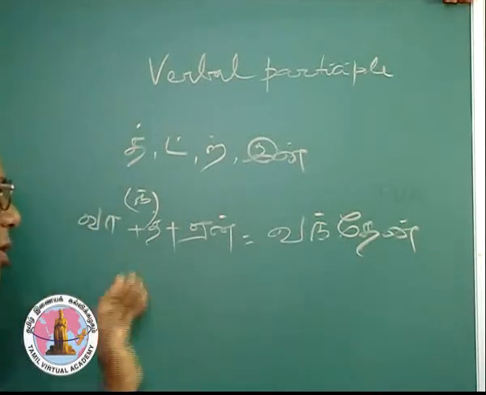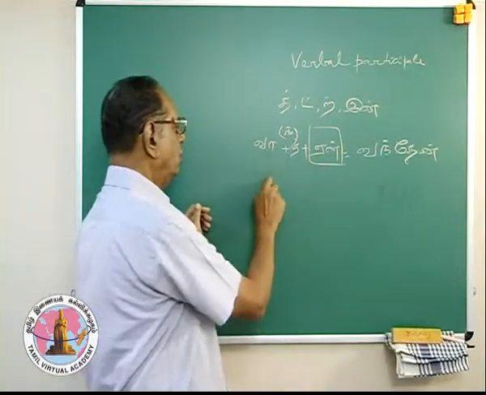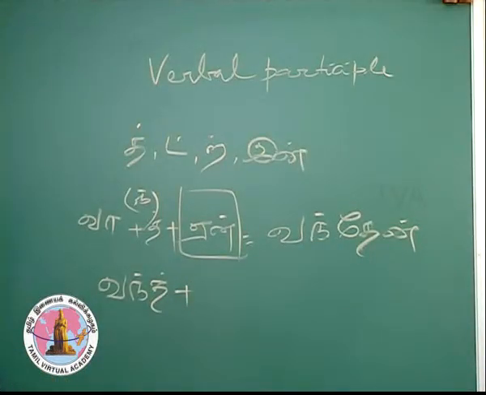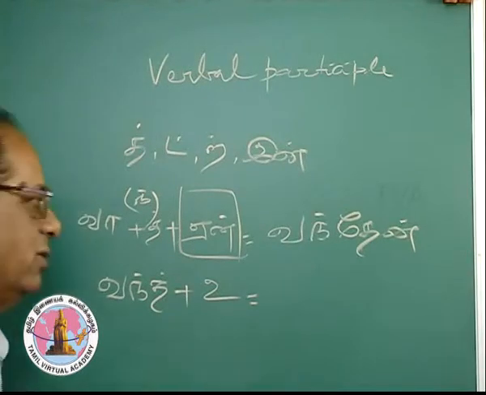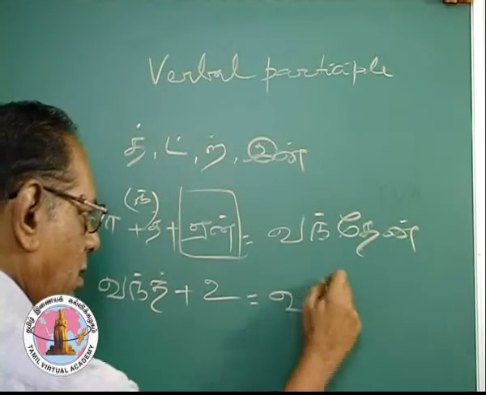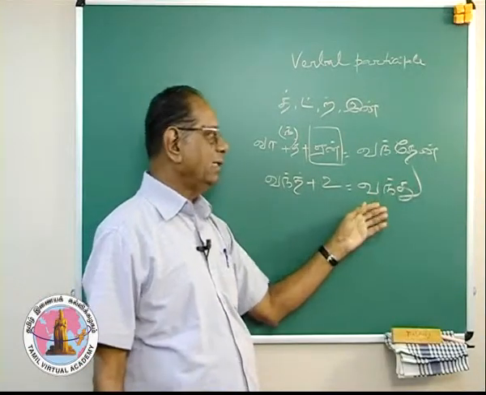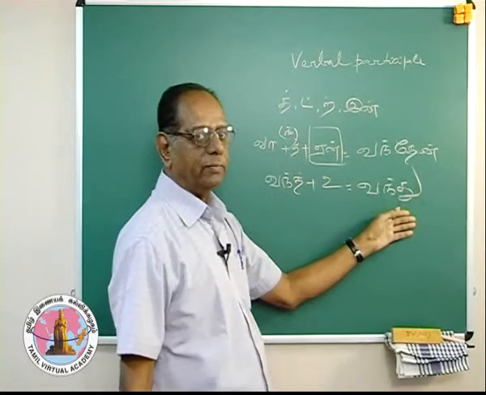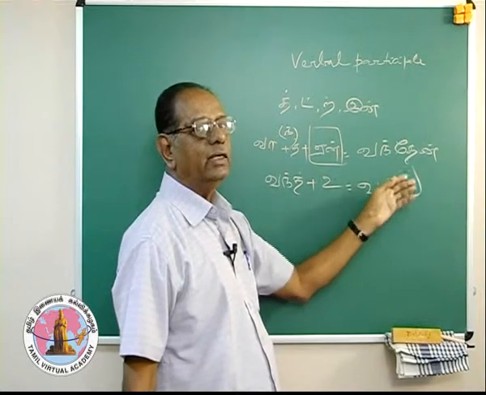Now, for verbal participle, I cut this. So, it is one. I add a suffix to make it at least produce some sense. Vandu, having come. It is incomplete in the sense that the action is still continuing. So, this needs another verb to complete the sense.